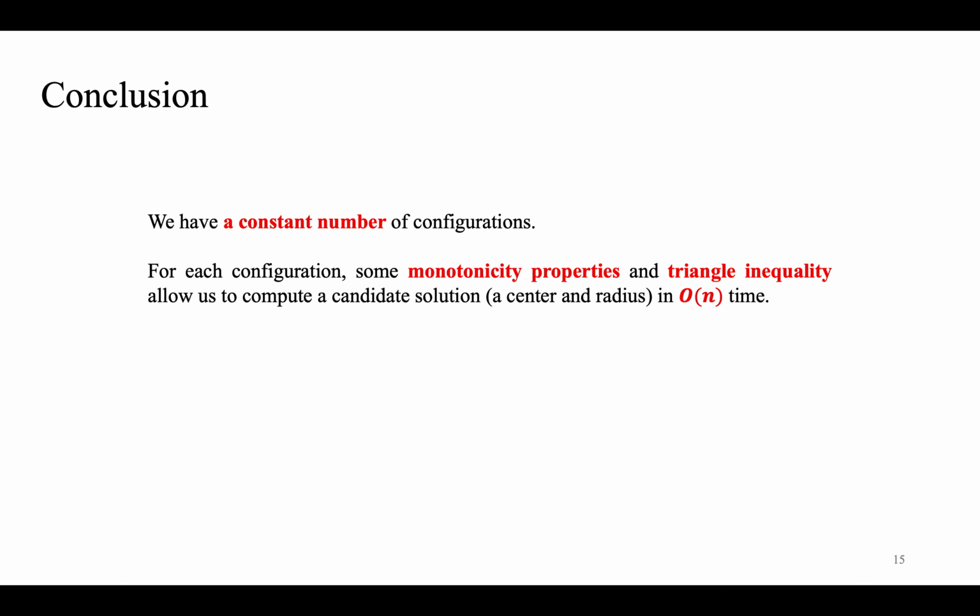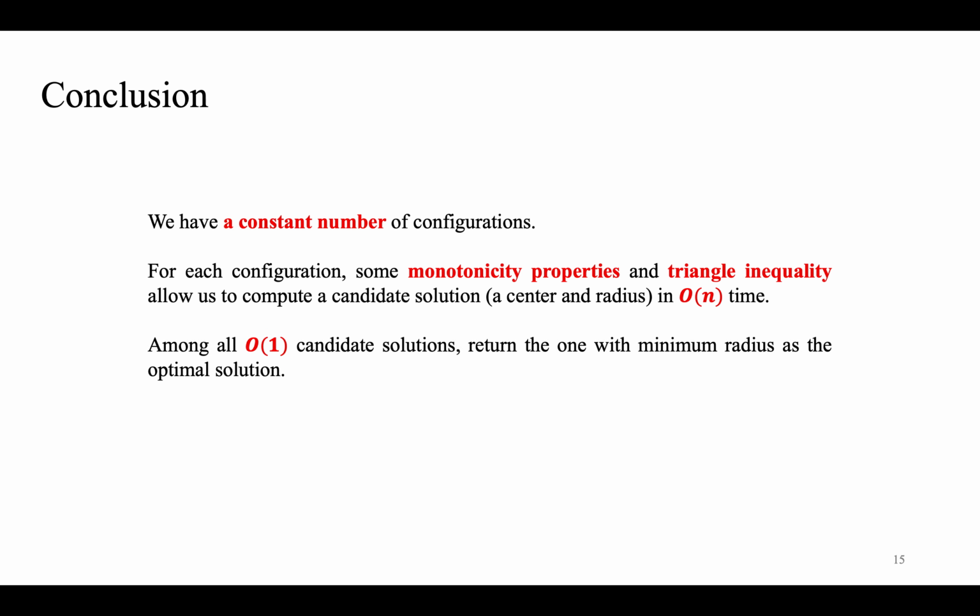In summary, we have a constant number of configurations, and for each configuration, some monotonicity properties and the triangle inequality allow us to compute a candidate solution in linear time. So finally, among the constant number of candidate solutions, we retain the one with the minimum radius as the optimal solution.